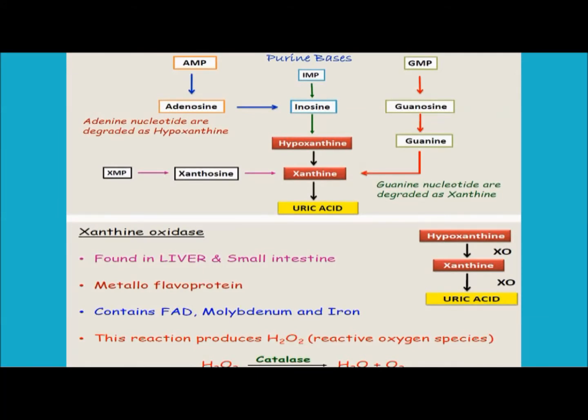So where is it found? Basically it is found in the liver and the small intestine. Moreover, it is a metalloflavoprotein. This enzyme contains FAD, molybdenum and iron. Moreover, the reaction produces hydrogen peroxide, and this hydrogen peroxide by virtue of the enzyme catalase gets converted into water and molecular oxygen.